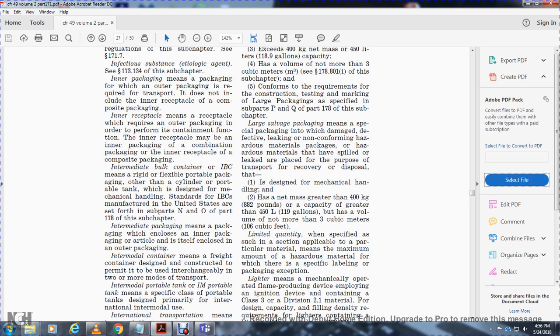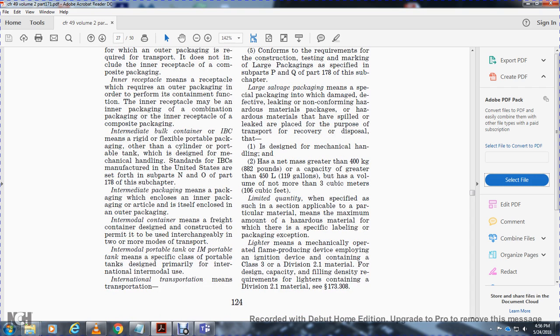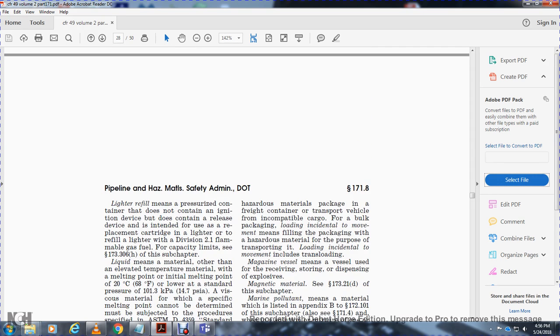Limited quantity, when specified in a section applicable to a particular material, means the maximum amount of hazardous material for which there is a specific labeling or packaging exemption. Lighter means a mechanically operated flame-producing or ignition device containing a Class 3 or Division 2.1 material. For the requirements for lighters containing Division 2.1 materials, see 173.308.